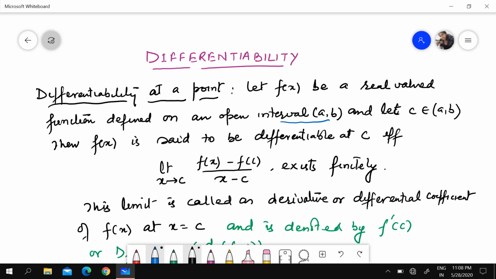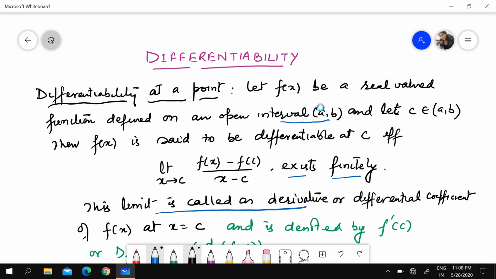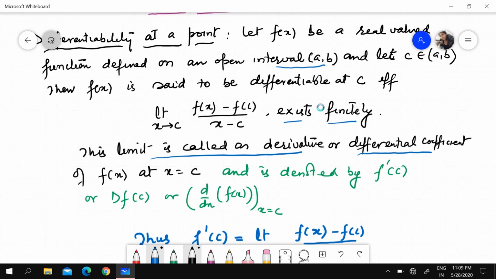Then f is said to be differentiable at c if and only if the limit as x approaches c of (f(x) minus f(c)) upon (x minus c) exists finitely. That is, this limit exists and it is a finite number. This limit is called the derivative or differential coefficient of f at x equals c, and it is denoted by f dash c, or df at c, or d by dx of f(x) at c.